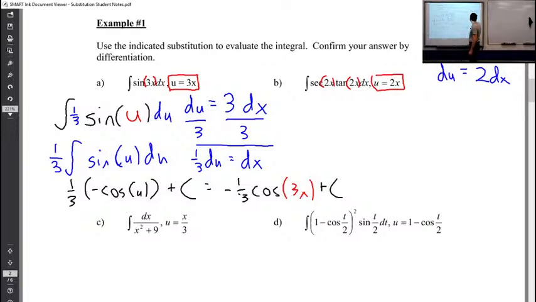Let's make my du match with what we actually have, because I don't have a 2dx. I just have a dx. So let's divide by 2. So then I know what dx is, since that's what's in my integral: 1/2 du.